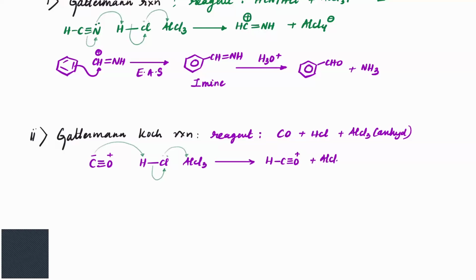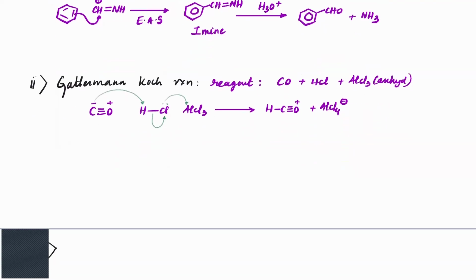plus AlCl4 minus. And benzene notices that there is an electrophile generated in the form of CH double bond O with a plus charge, because if you write the resonating form of this, this is what we will get. And the pi bond would attack on the carbon, converting that into an aldehyde form. So that's how we will get benzaldehyde, through an EAS reaction.